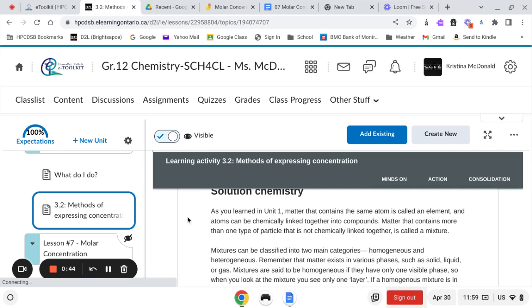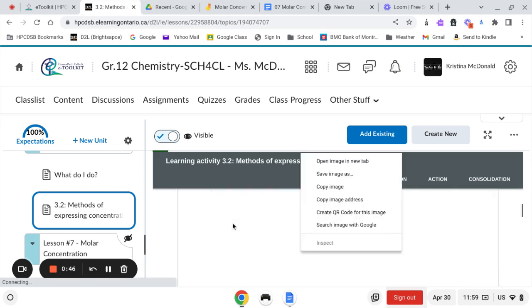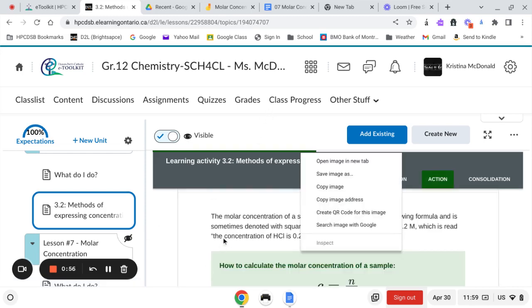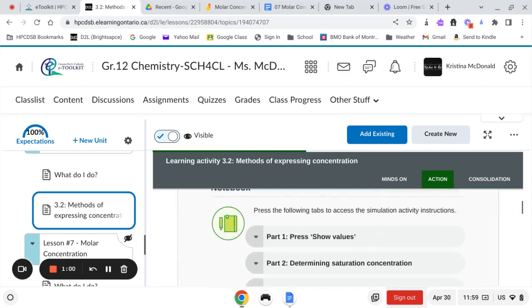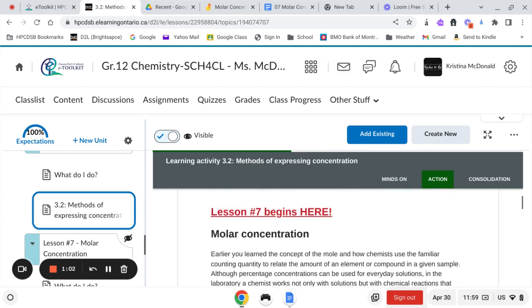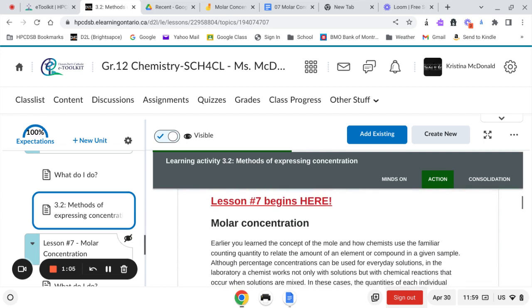So we'll wait for my Chromebook to unfreeze. There we go. I don't know why that's up. Here we go. Here's molar concentration here. So let's just go back a bit. There it is there. Lesson 7 begins here.